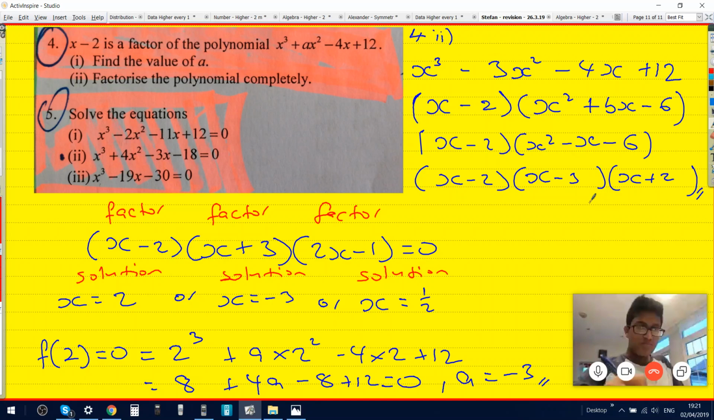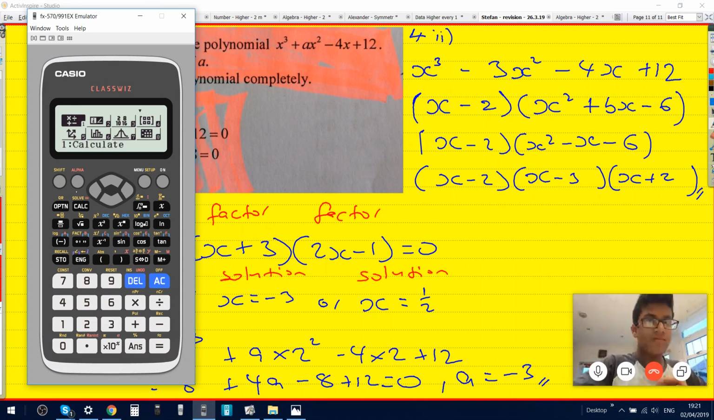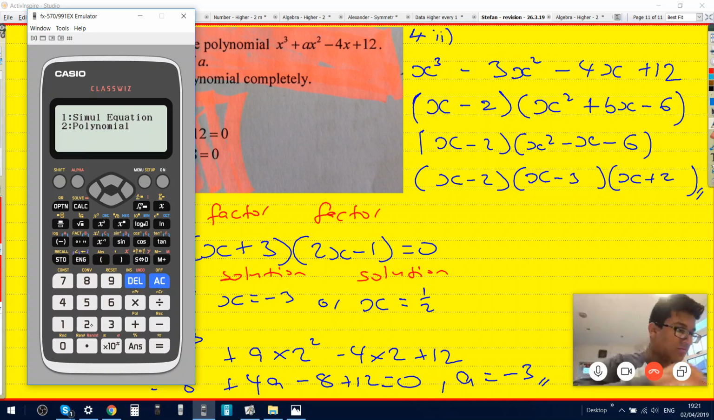And what type of calculator do you have? The one that you just, the Class Wiz one. Okay, so what you can always do is solve the polynomial. Let's just do the cubic one. So if we say it's 1x cubed minus 3, minus 4 and 12, the solutions you get are minus 2, so we know that comes from the bracket x plus 2. We get 3, so we know the bracket is x minus 3. And we get 2, so we know the bracket is x minus 2.